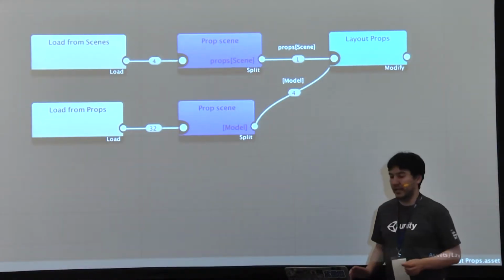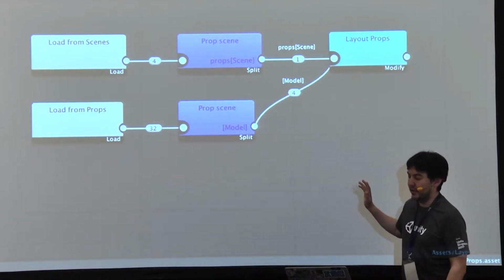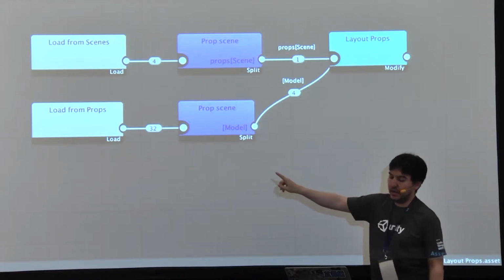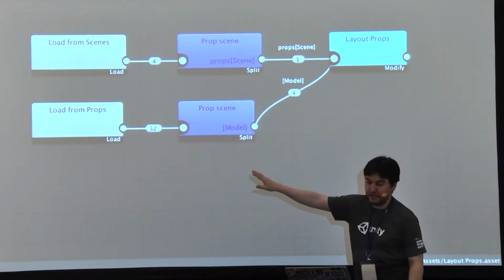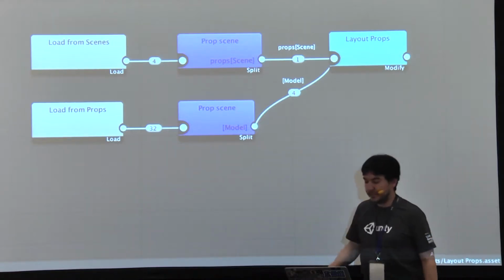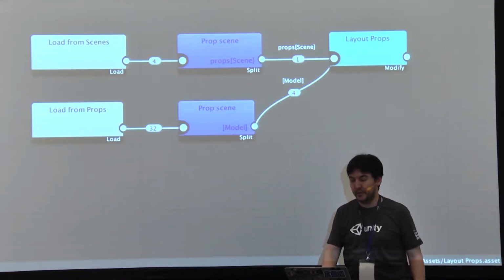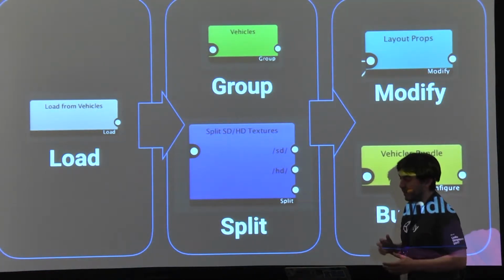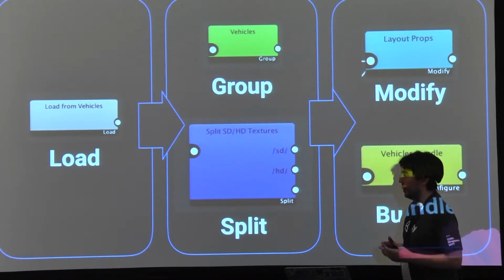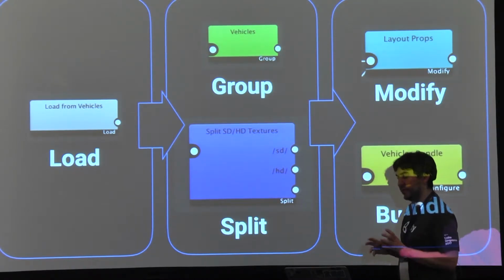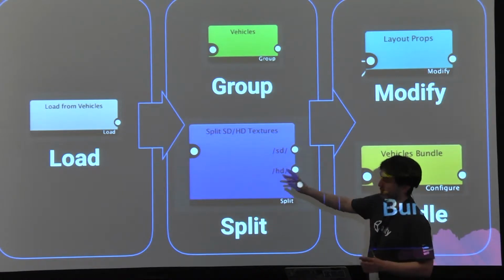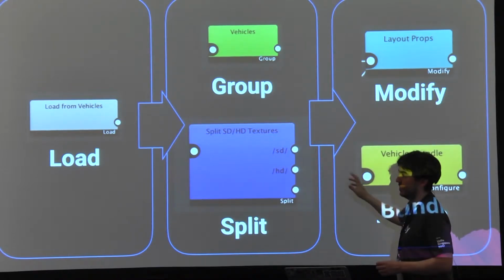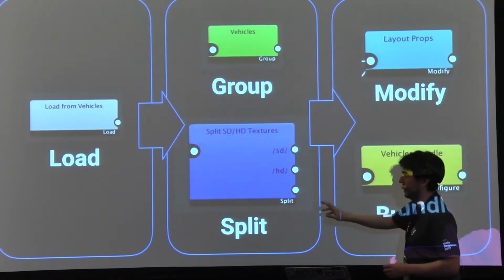So when I open the Asset Graph, this is how it looks. The graph works from left to right, and it has some processes going on inside here. The basic principle of these graphs is in 3 levels. One is loading, then you group up or split, then you do something. That's roughly the 3 stages.